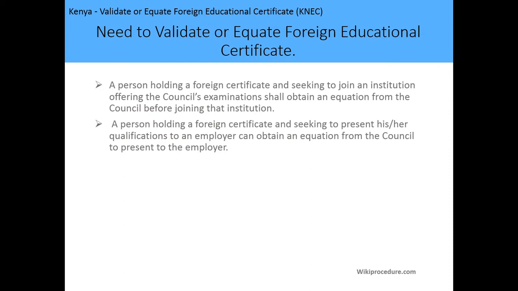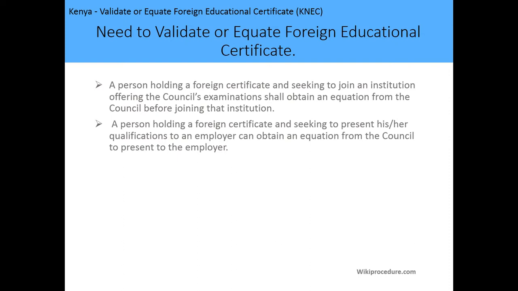The need to validate or equate a foreign education certificate. A person holding a foreign certificate and seeking to join an institution offering the council's examination shall obtain an equation from the council before joining that institution. Let me begin by mentioning that in Kenya, the Kenya National Examination Council, the initial KNEC, is the institution mandated by law to issue examinations in Kenya.